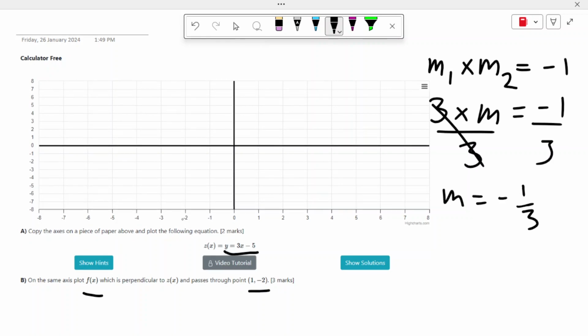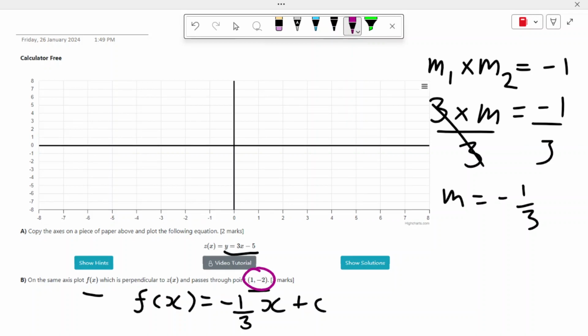All right, that's almost there, but the problem is that we're missing a plus c component. So we say that f of x is equal to mx plus c. Now we have the m. We say that is equal to minus 1 divided by 3 x plus c. Now to get that value of c, we have to substitute in x is equal to 1 and y is equal to minus 2, and that comes from this thing here. So we say minus 2.